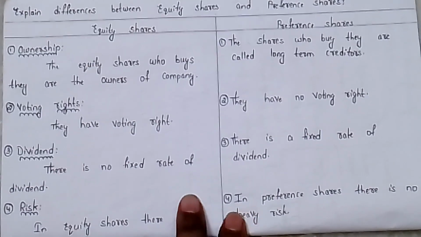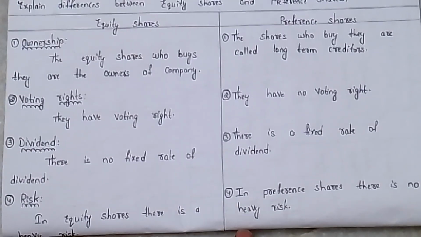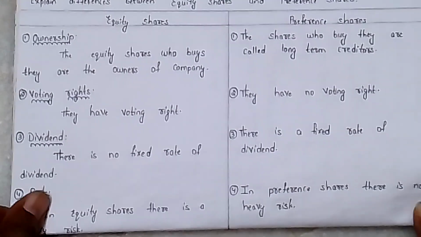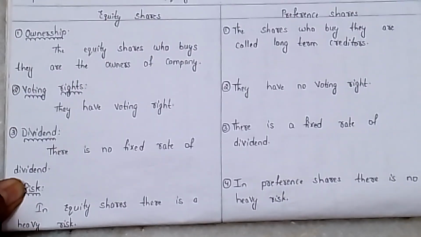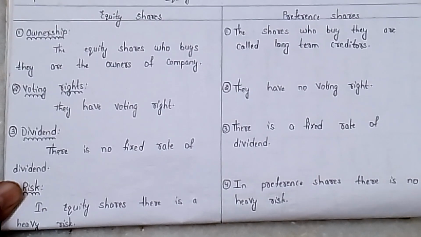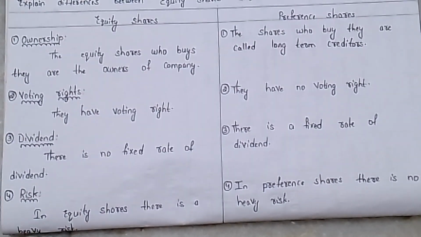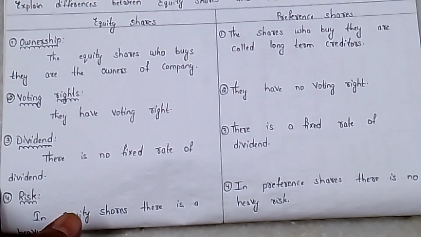Next, risk. In equity shares there is a heavy risk. The preference shares have no heavy risk. There is no risk to the preference shareholders.